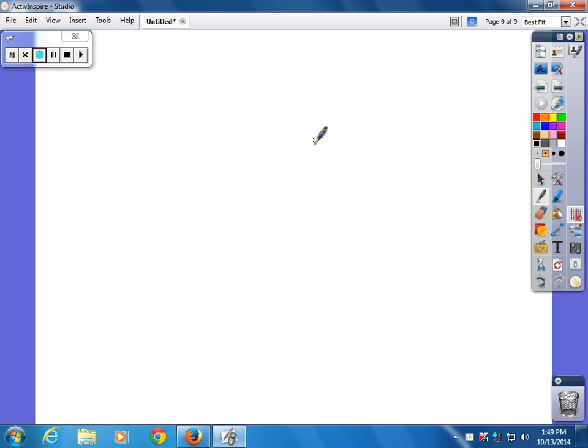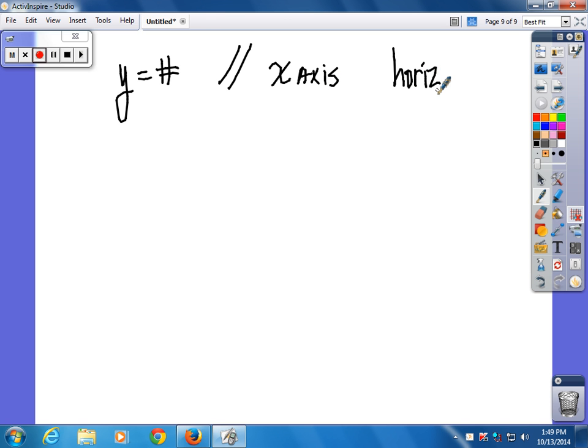All right? A couple of other rules that you need to remember about lines. If y is equal to a number, I'm not talking about y is equal to 2x plus 3. I'm talking about y is equal to 4. Just y is equal to 4. It's parallel to the x-axis. Now, if something is parallel to the x-axis, is it a vertical line or a horizontal line? It's a horizontal line. And for a horizontal line, the slope is equal to 0.